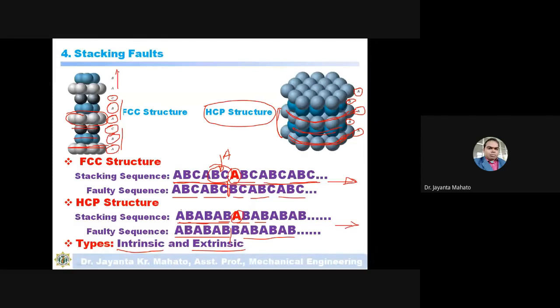So just remember that all these defects, meaning stacking faults, grain boundaries, and twin boundaries, all these surface defects will affect the mechanical properties of the material.